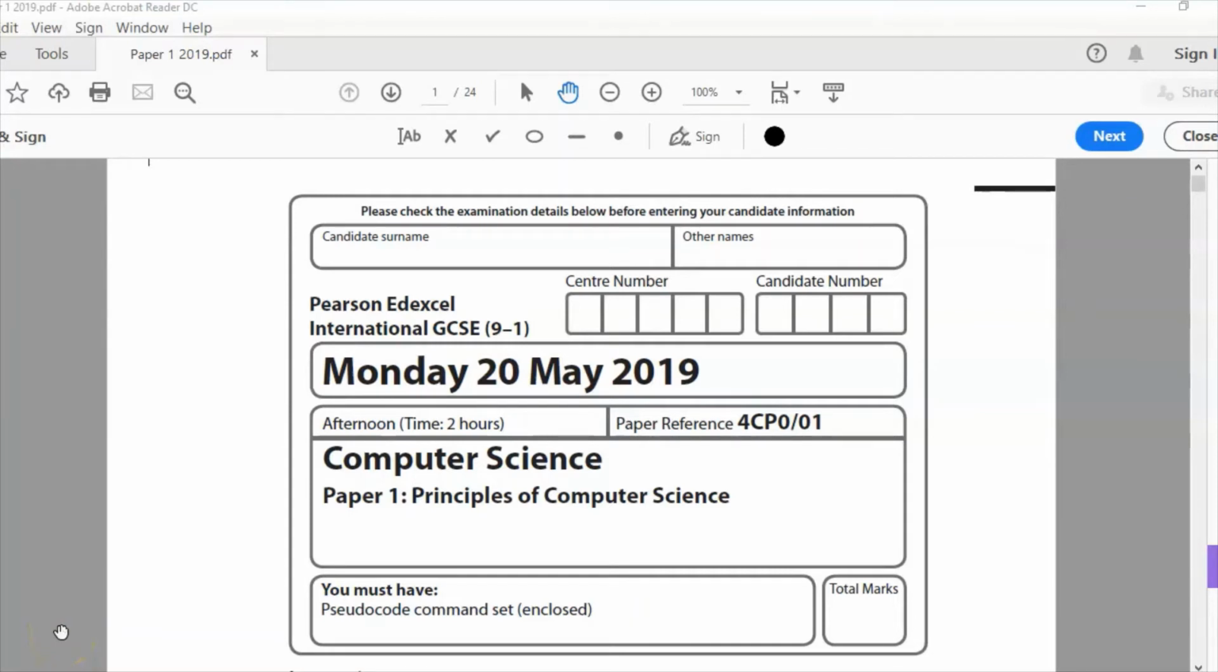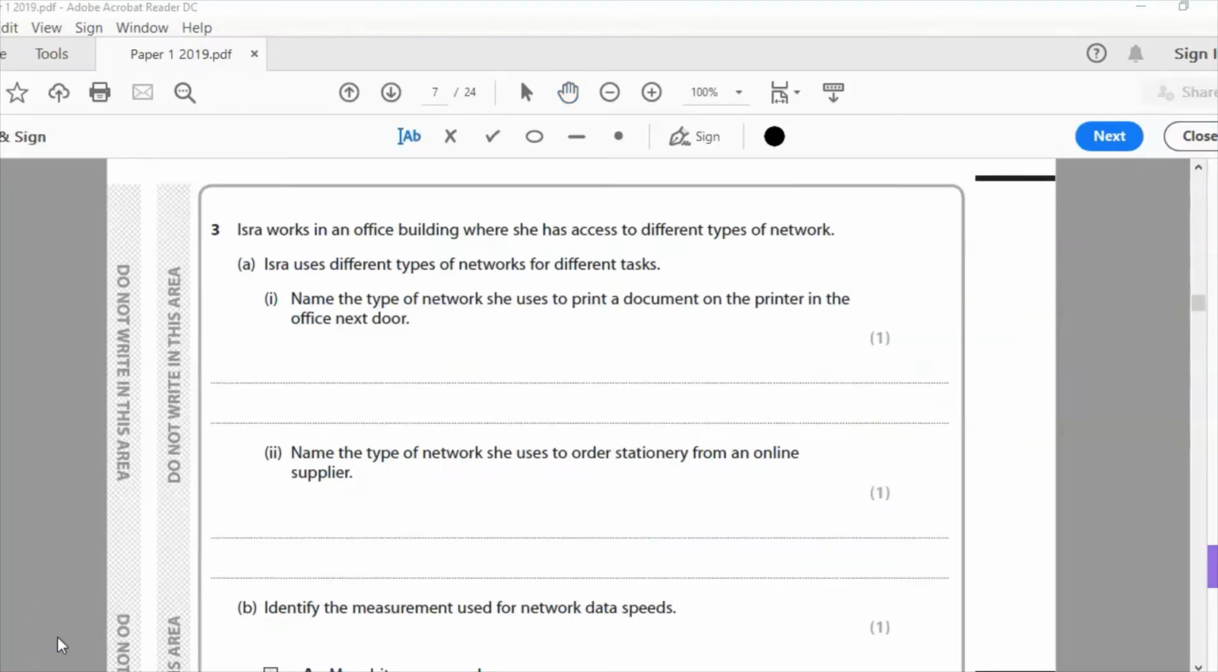Hello and welcome. Today we are looking at Edexcel iGCSE Computer Science Paper 1 Principles of Computer Science, and we're going to take a look at question 3. Question 3. Isra works in an office building where she has access to different types of network. Isra uses different types of networks for different tasks. 1. Name the type of network she uses to print a document on the printer in the office next door.